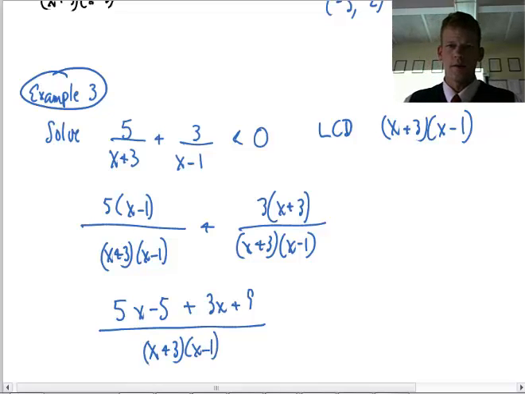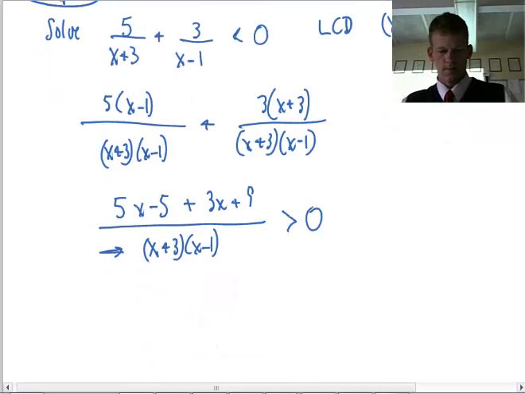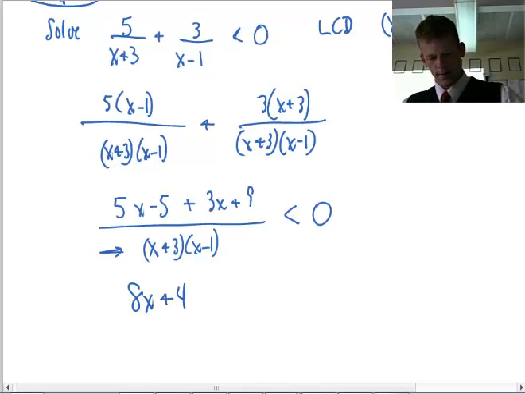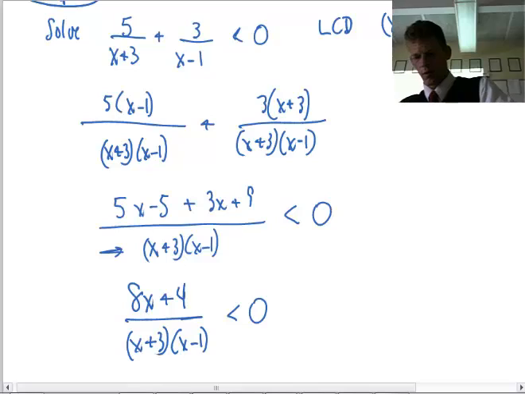Notice I'm not going to multiply the polynomial in the denominator because it definitely tells me more information about it, leaving it in its factored form. The numerator I'm going to, wait, this is less than 0. The numerator I'm going to simplify, so I've got 8x plus 4, over x plus 3, x minus 1. When is that less than 0?